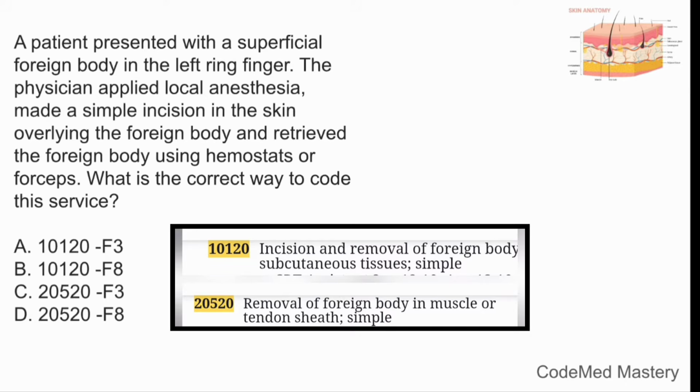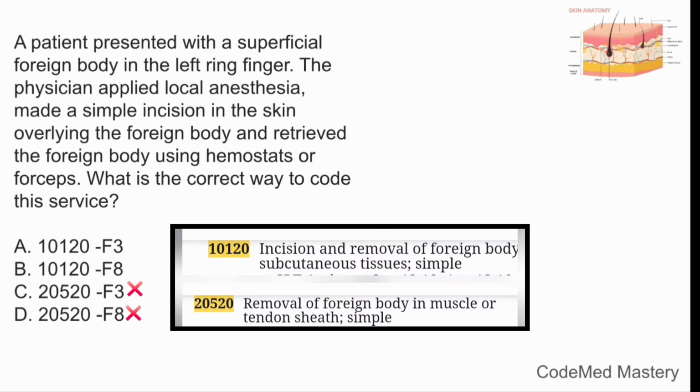So we already checked these two codes. So which code is correct? The correct code will be 10120 because it is used for incision and removal of foreign body. It matches the scenario. The physician made a simple skin incision and removed a superficial foreign body using forceps. We'll eliminate option B and D with the code 20520. The code 20520 is for removal of foreign body in muscle or tendon sheath. So, muscle or tendon sheath is not mentioned in the question, right? Therefore, we cannot code 20520.